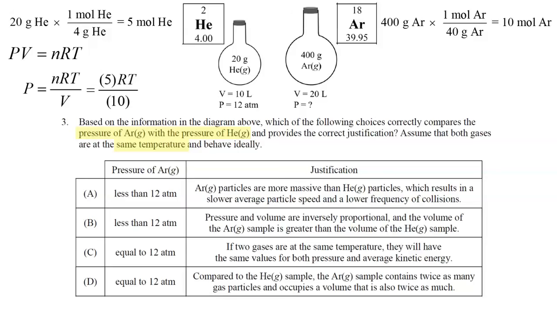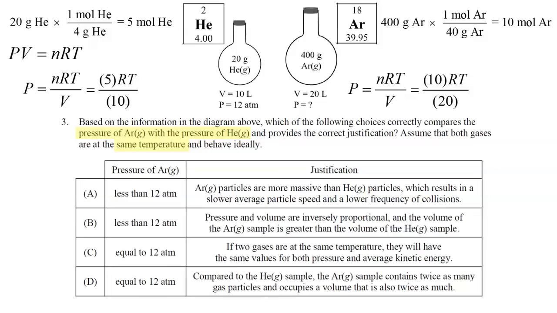Let me do a similar calculation for the sample of argon. So P equals nRT over V, where the n, the number of moles, would be 10 moles of argon times R times the temperature, which I don't know what that value is. I just know that the temperature is the same for each gas, and then divided by the total volume.